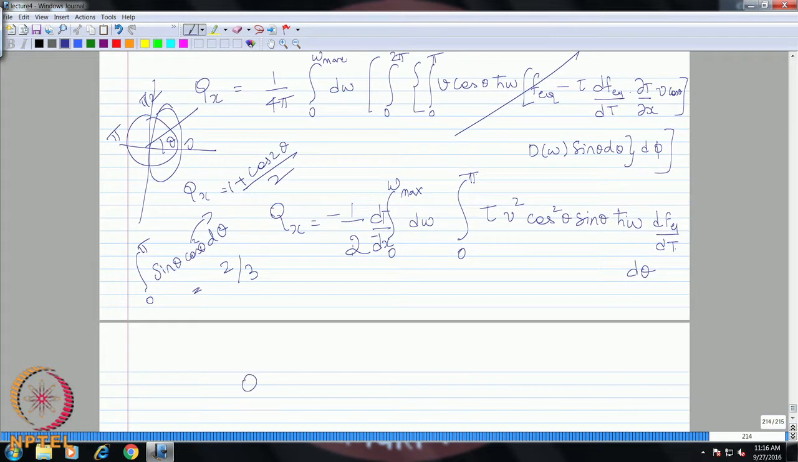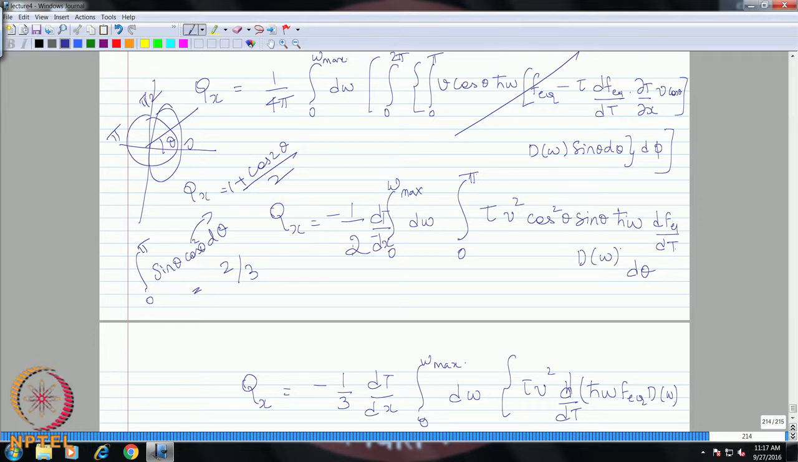So, therefore, your q x will become minus 1 by 3 dt by dx, 0 to omega max, d omega, tau v square. Okay. Now, I can take h bar omega just inside this term d by dt. I can write this as h bar omega f equilibrium into d omega. I missed a d omega here, there should be a d omega here. This is your density of states, right.